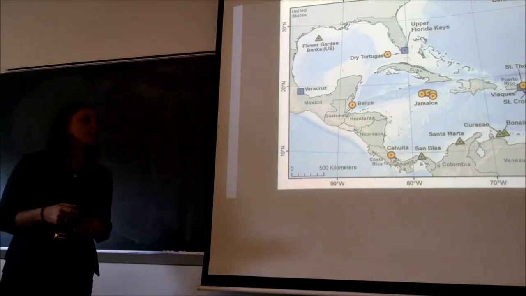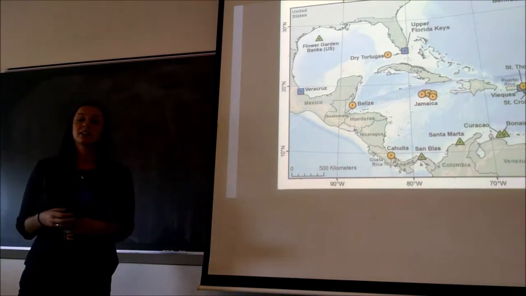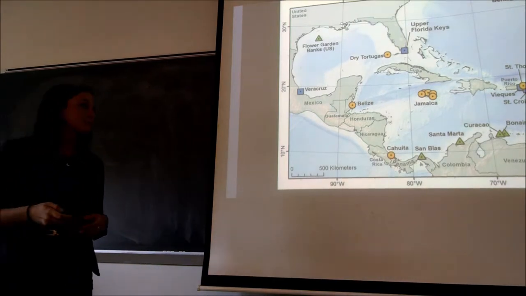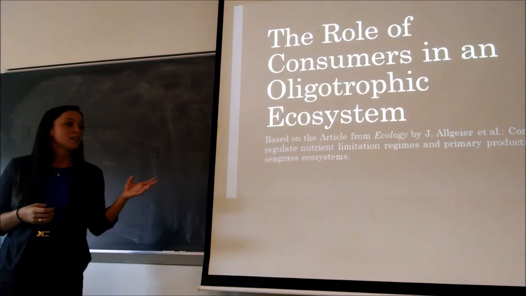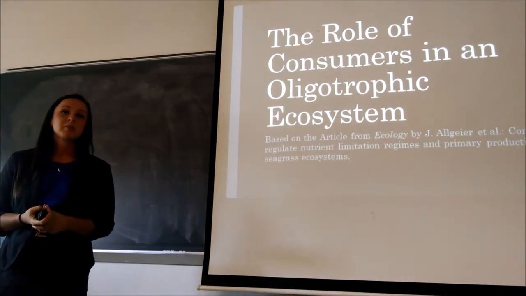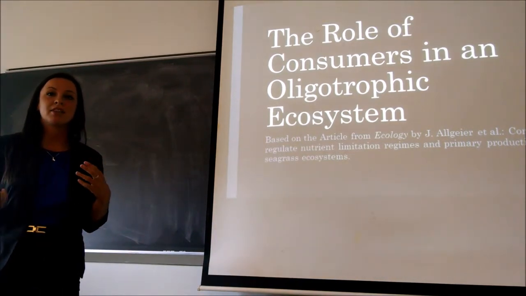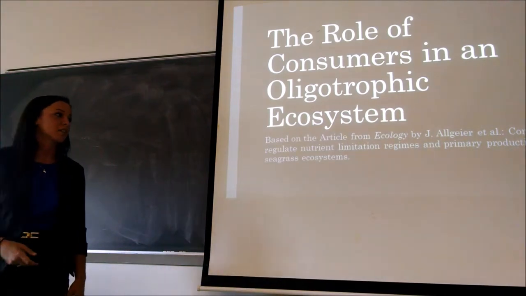So what's going on here? There doesn't seem to be a pervasive force that's causing all of the coral to decline at the same rate, like something such as global warming might predict. This is one of the things that Jacob Allgeier, the lead researcher on the article we're going to be looking at, was concerned with. He wanted to know, what is another hypothesis? What could be causing the disparity in different coral reef populations?